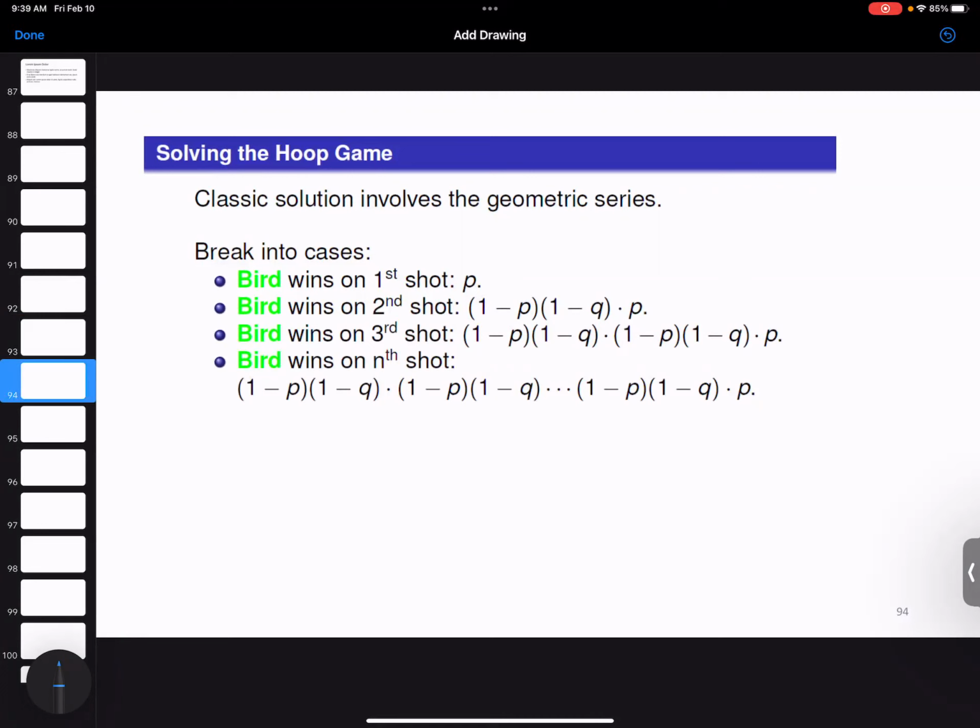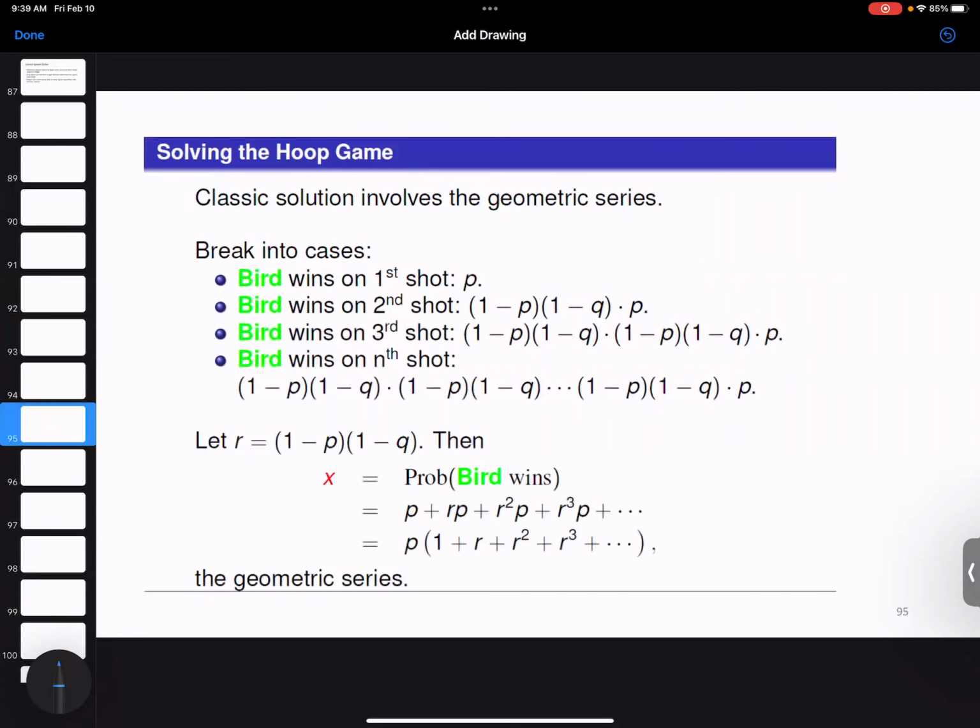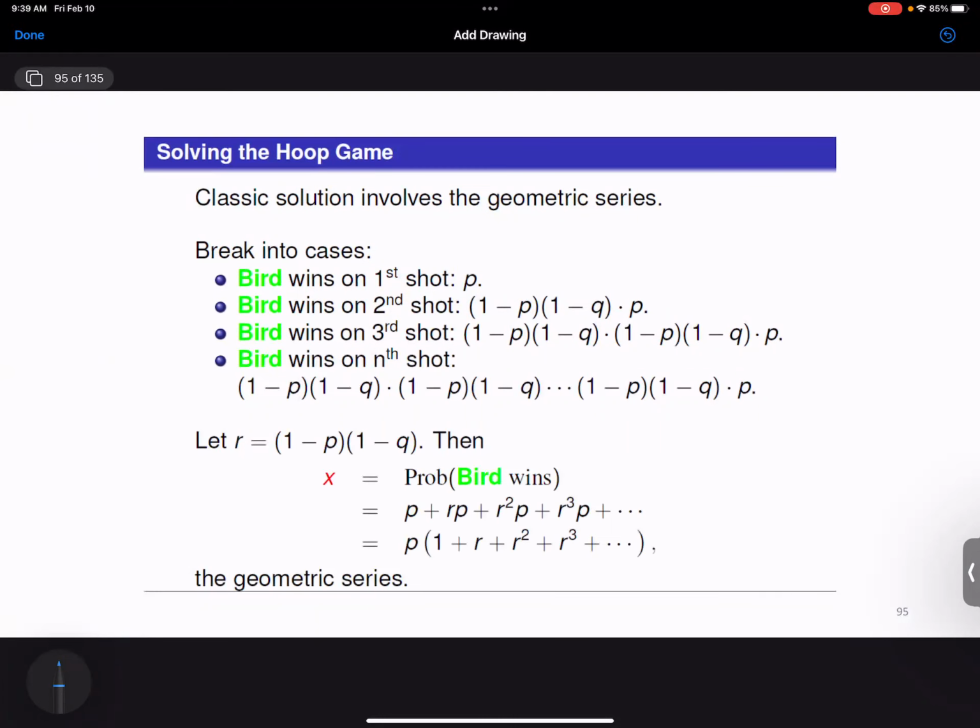So for Bird to win on his nth shot, there's going to be n minus one misses from each, followed by a P, Bird finally made the basket. Well, rather than keep writing 1 - P, 1 - Q, let's denote this by R, okay? So the probability that Bird wins is just going to be P, the probability Bird wins on his first shot, plus RP wins on his second, plus R squared P wins on his third, and so on. Everybody comfortable with this? So this is an infinite sum.